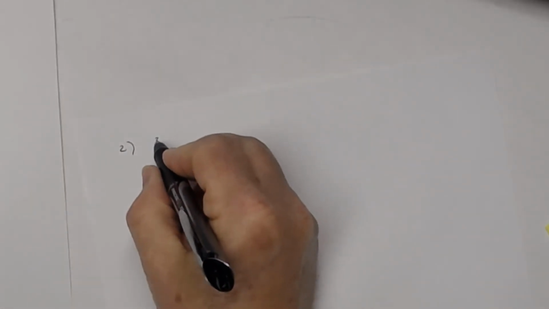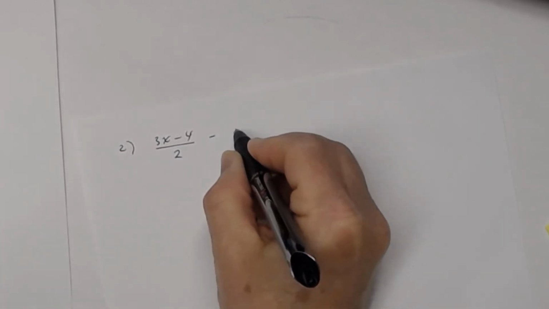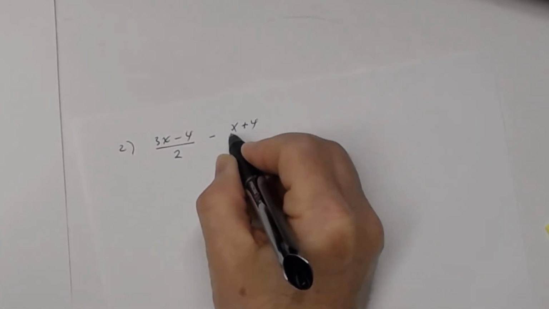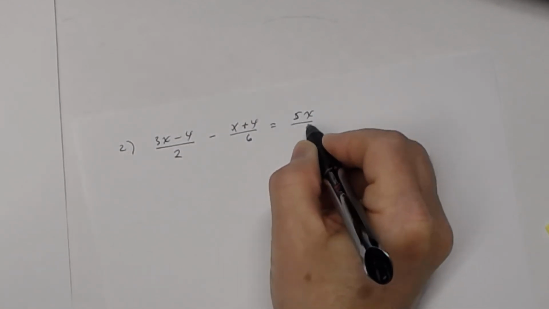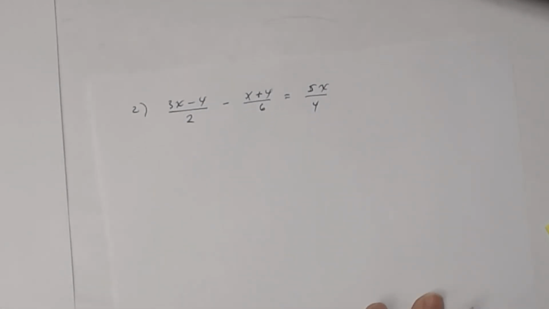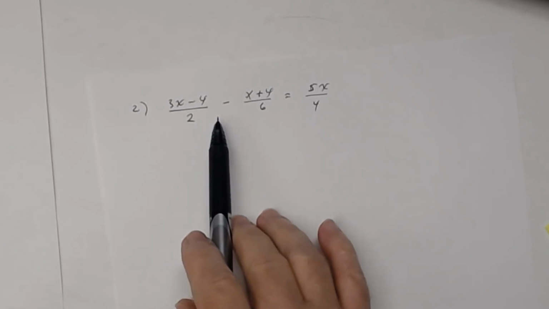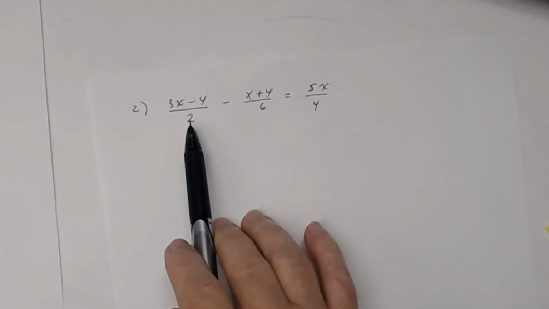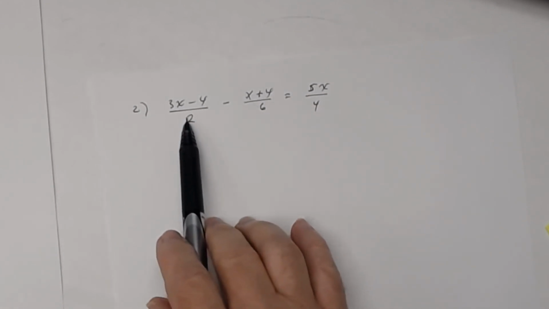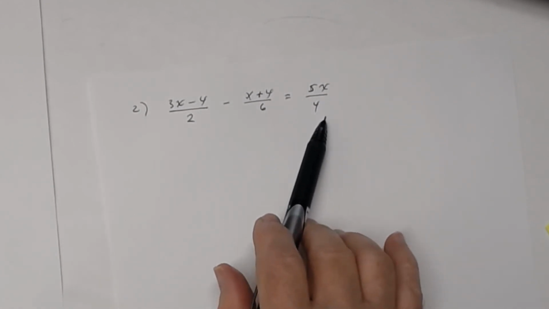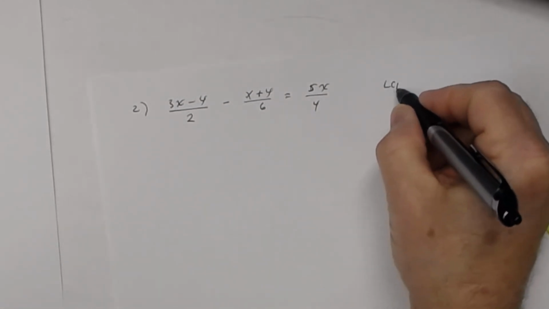We have (3x − 4)/2 − (x + 4)/6 = 5x/4. All right. To make things easier, the most efficient way here is to go ahead and clear the denominators. So you want each of these to be a factor of 1. To do that, you have to find the least common denominator.